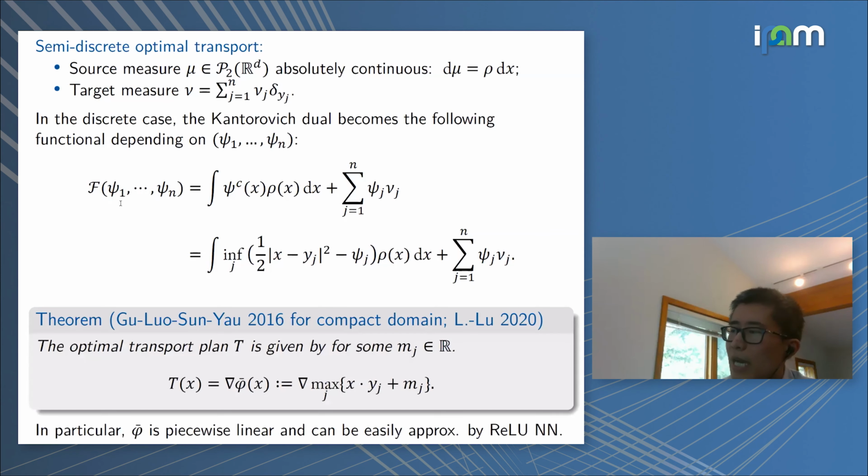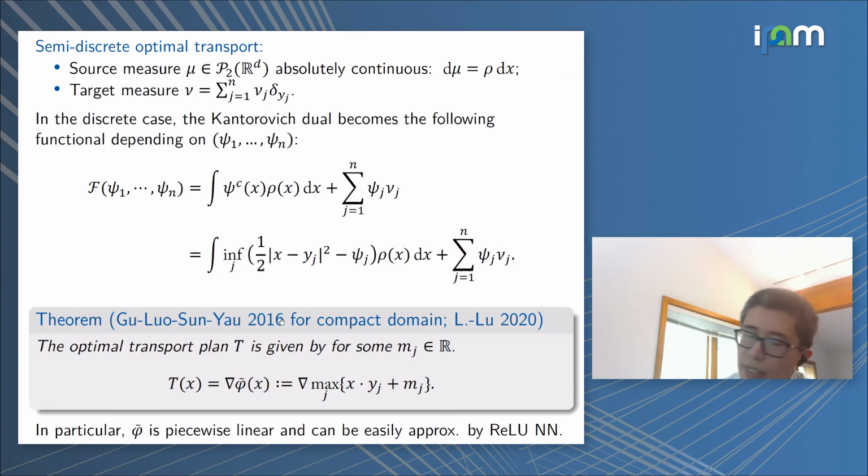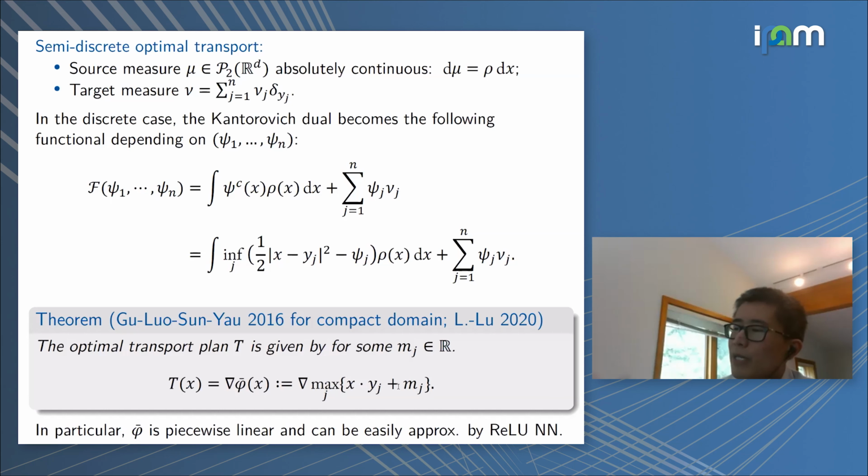What's even nicer is that this result was first known in the compact domain by work by David Gu and others and S.T. Yau in 2016, and we extended the result to Rn. In this case, you can check that there is also a discrete analog of the Brenier theorem, saying that the optimal transport map is very easy. It's just the gradient of a potential phi bar, the Brenier potential, which is a maximum of some linear functions. This is a piecewise linear function with n pieces, and in each piece you merge together all the mass in there into a Dirac delta.